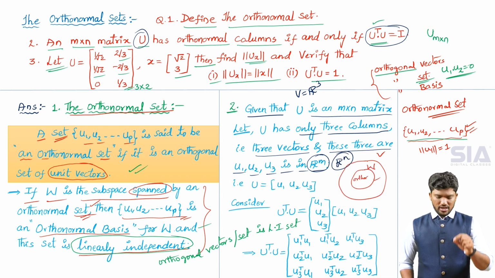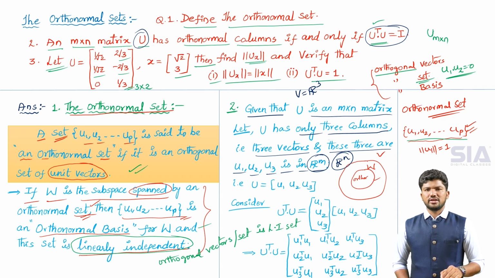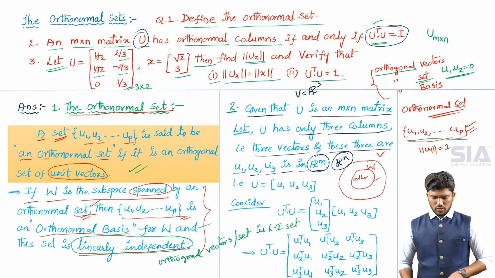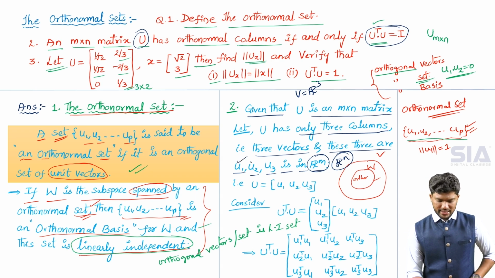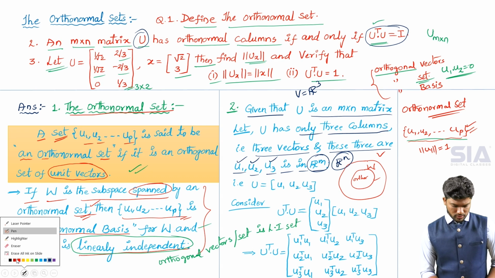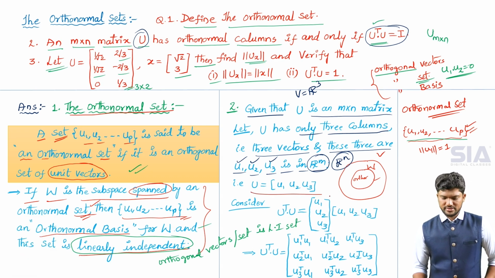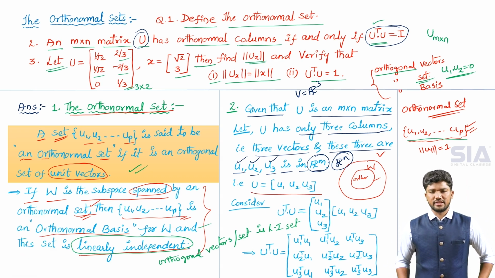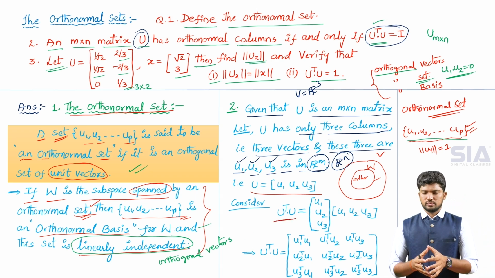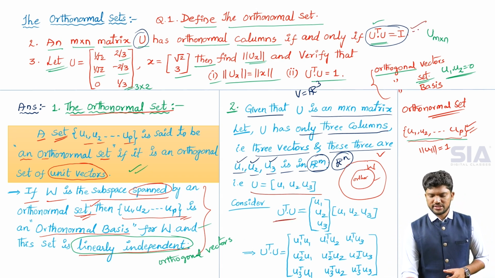So therefore we have taken capital U as a matrix with 3 orthonormal columns. Those orthonormal columns we have taken as u1, u2, u3. So capital U is equal to u1 u2 u3 in the matrix format. Consider U transpose into U. Resultantly we have to prove this condition.